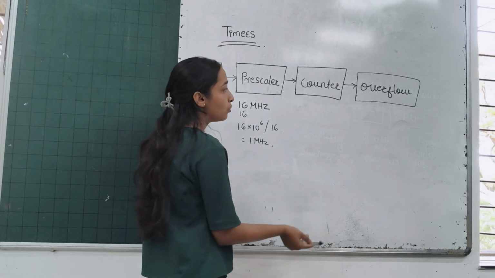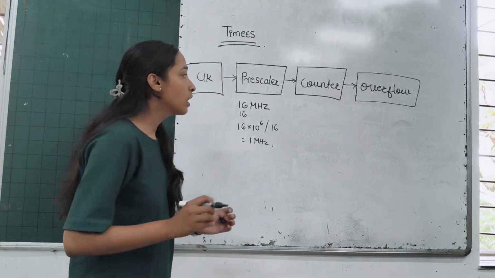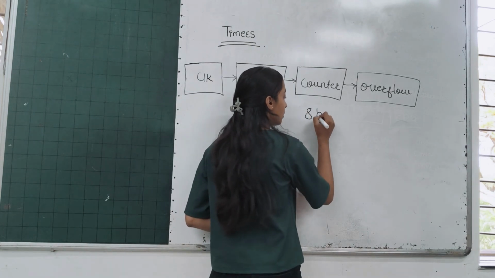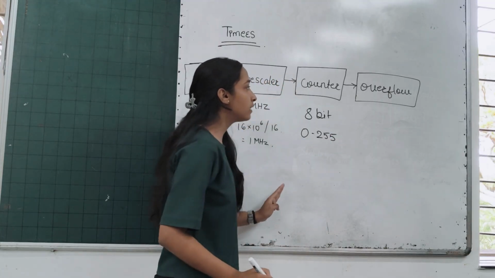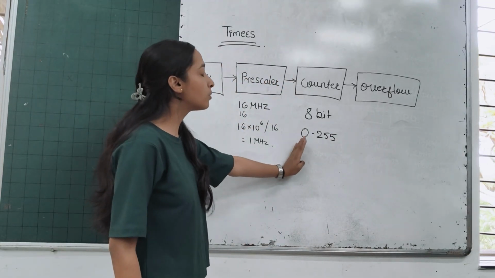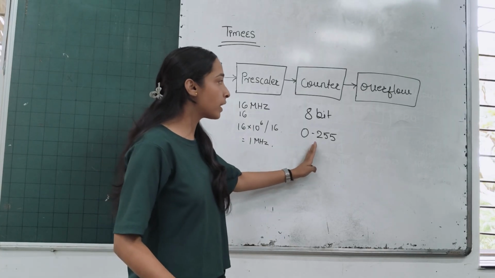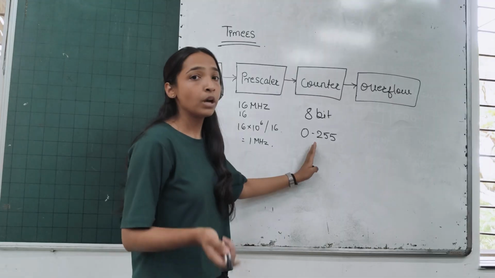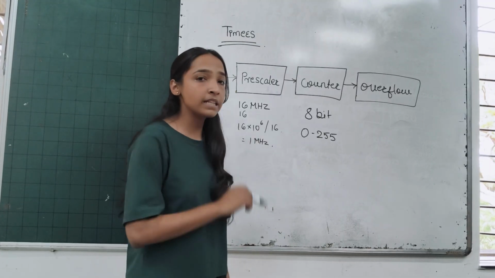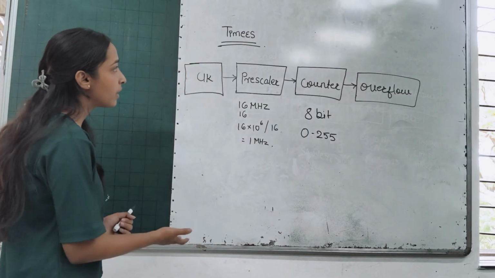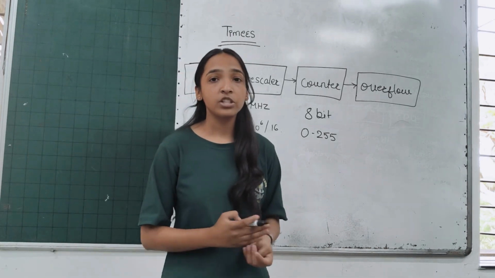Then it will be given to a counter. A counter is basically used to count the clock pulses. If a counter is 8-bit, it will count from 0 to 255. Then the counter will give the values to the overflow. If the overflow flag is high, then it will again start with 0, and thus it will generate an interrupt or trigger an event. So timers are for generating PWM or delays.